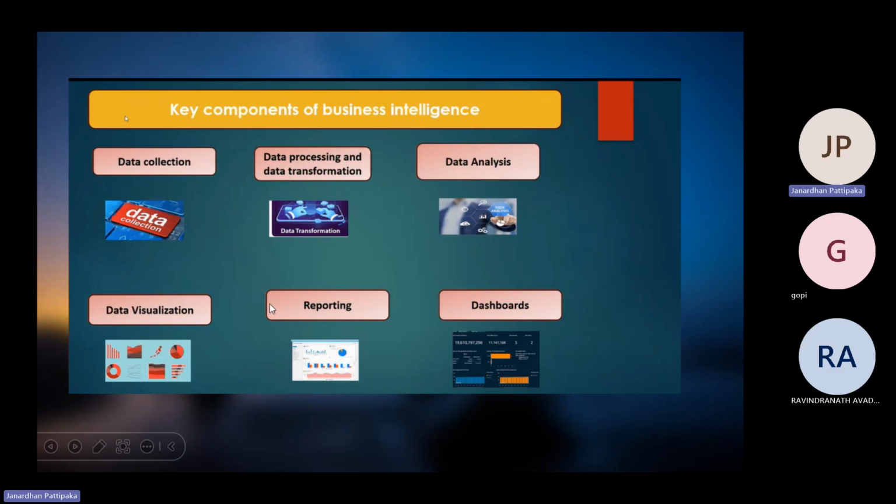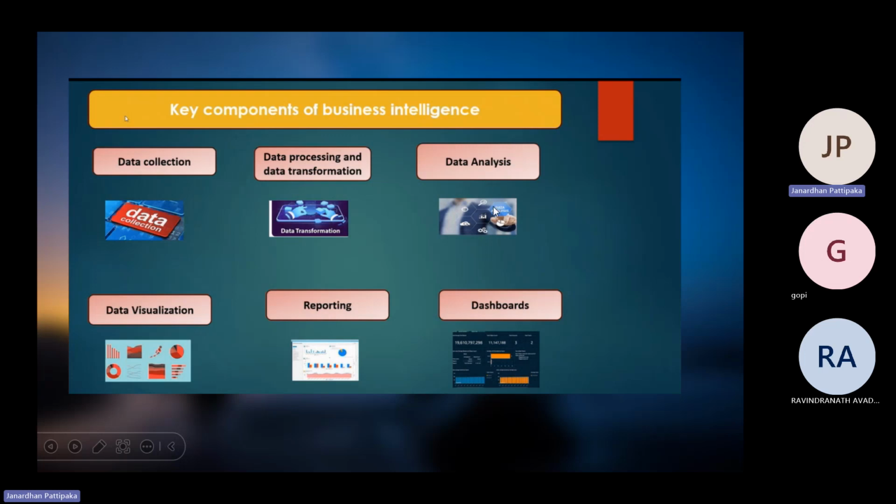From the visuals we create many reports. From each report you take some visuals and attach them to the dashboard. So these are the components of business intelligence. First, we collect the data. Second, you process the data. The data may be unstructured, and you will convert unstructured data into structured data.